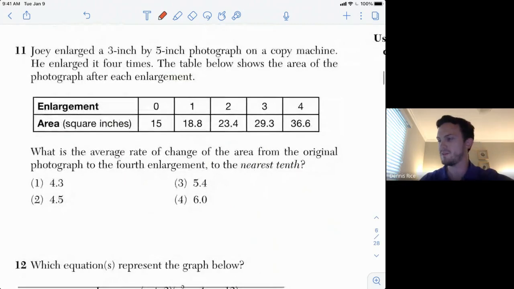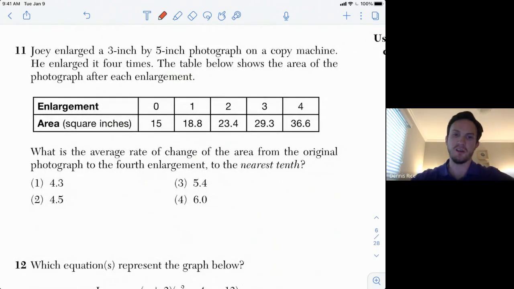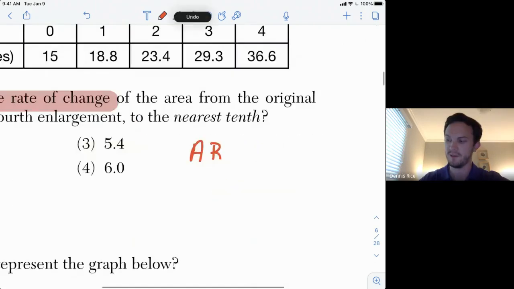All right, number 11 is an average rate of change question. It says to the nearest tenth. Does anyone remember the phrase average rate of change? What does that mean? What does it connect to? You wouldn't want to do CTS there, because it was an odd B value. Why would you want to do CTS? AROC stands for average rate of change. And what does AROC get associated with?